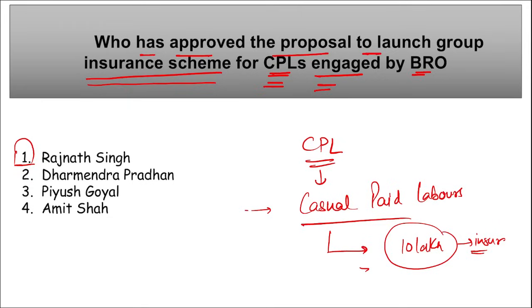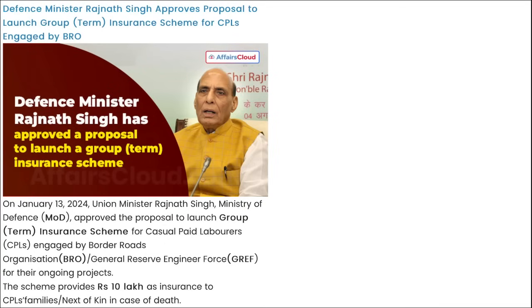Then apart from this, preservation of mortal remains, that is transport by ambulances, will be provided. Then funeral assistance is increased from 1000 rupees to 10,000 rupees in such cases. Apart from this, 50,000 rupees advance payment for immediate help in the case of death will also be provided here. So Rajnath Singh has approved the proposal to launch a group insurance scheme for these casual paid laborers engaged by BRO, that is your Border Roads Organization, right?